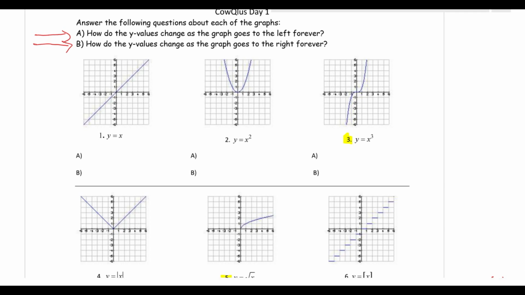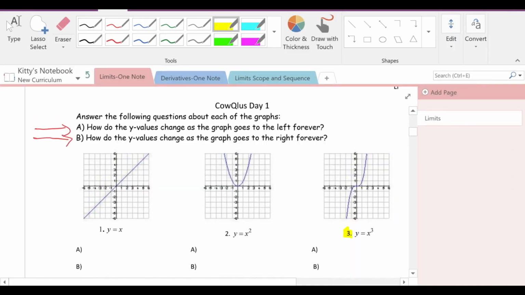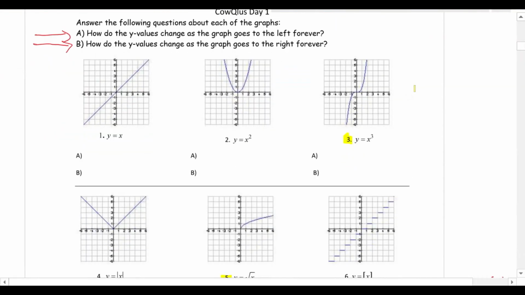And the reason I ask you to do 3, 5, 9, and 11 is because these will change in a way that will be similar to how some other things will change. And so you're trying to show them how to talk like this. So if I were to look at how do y values change as the graph goes to the left forever, then I'm probably going to grab my highlighter and go on the graph in the middle and go left forever.